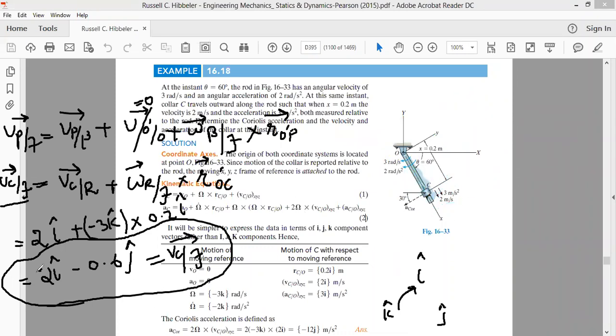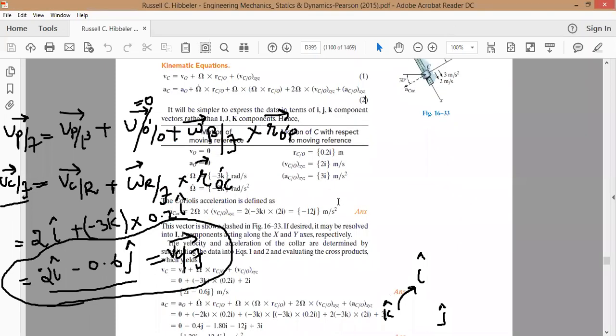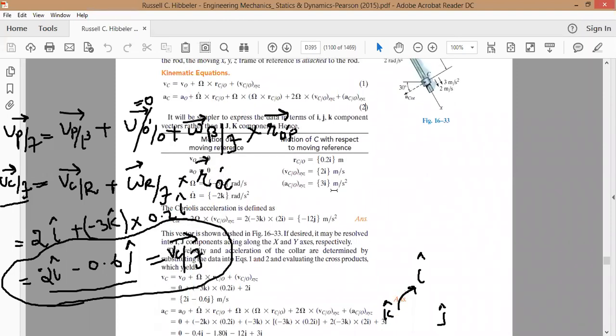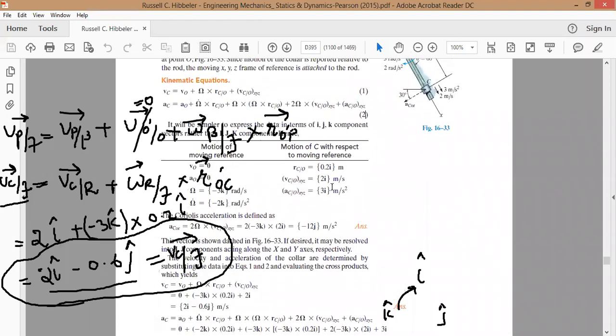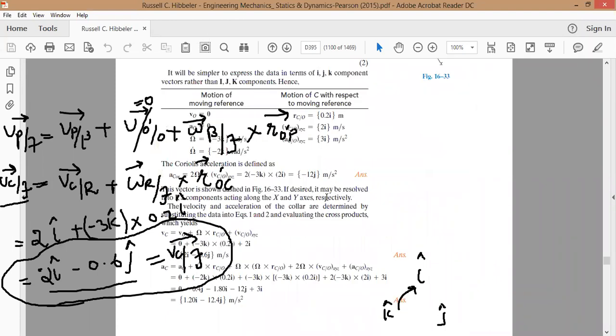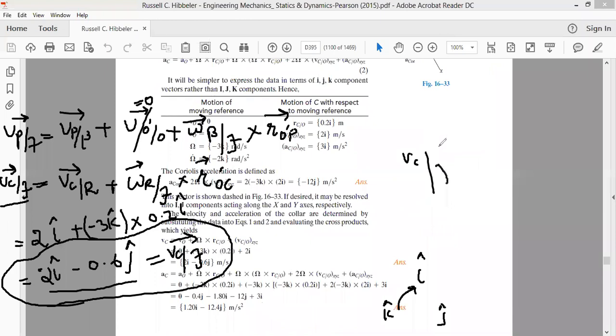It's equal to 2i minus 0.6 j. This is the velocity of the collar with respect to ground. Okay, let's check what the author has given us. As far as the velocity of the collar with respect to ground is concerned, the answer that we have obtained is: velocity of the collar with respect to ground frame of reference is equal to 2i minus 0.6 j.